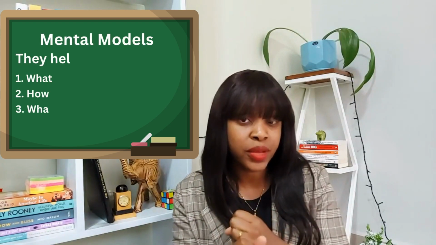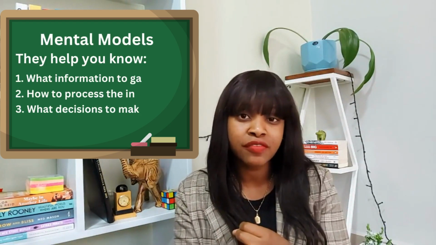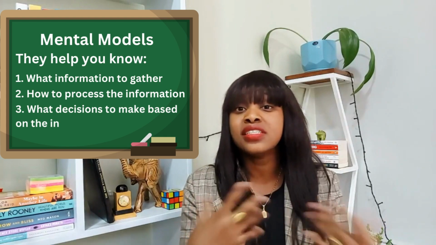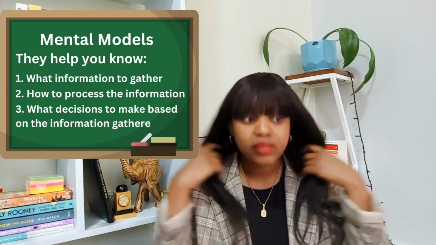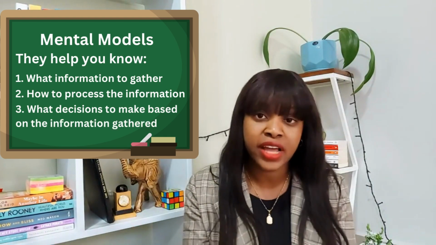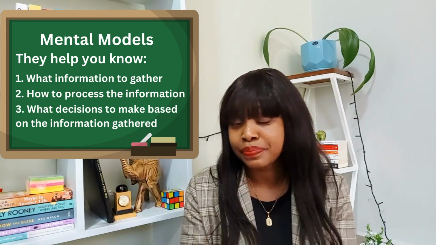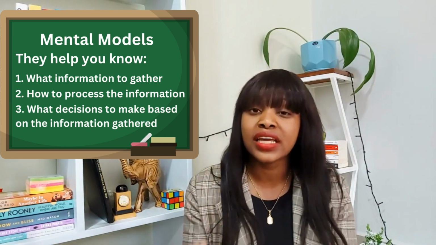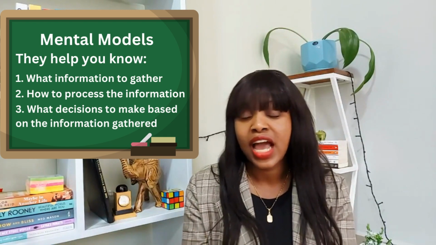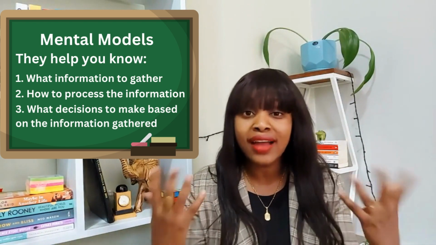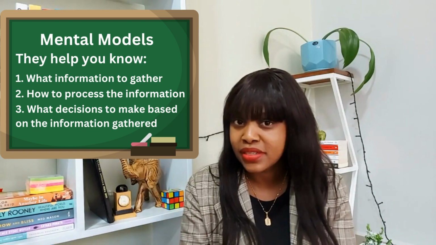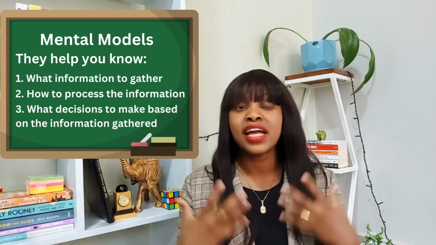Mental models are frameworks that help you do three things. They help you know what information to gather, how to process the information, and what decisions you come up with or that you make based off the information that you have gathered. So they help you to think, reason, and react effectively. And they also help you to uncover creative solutions to problems. So they are basically constructs that help you navigate reality by guiding your perception and behavior.